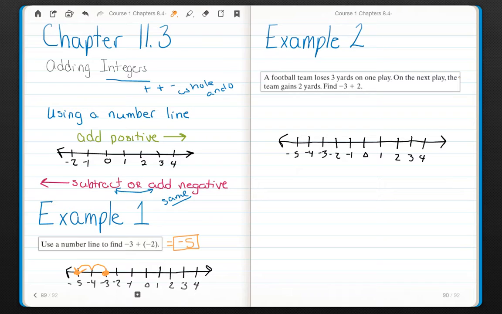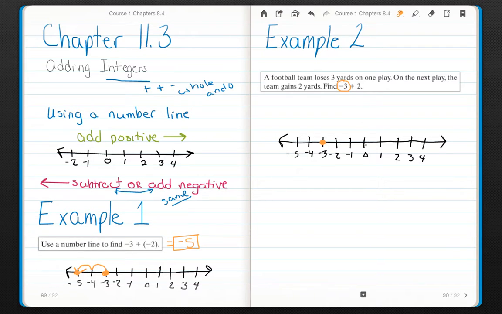Why do we need to know how to add and subtract positive and negative numbers? Well, let's think about sports. Football is the perfect example. Example 2: a football team loses 3 yards on one play. On the next play, the team gains 2 yards. If I lose 3 yards, that is considered -3. I lost ground. So I'm going to start here at -3. It's what I lost.